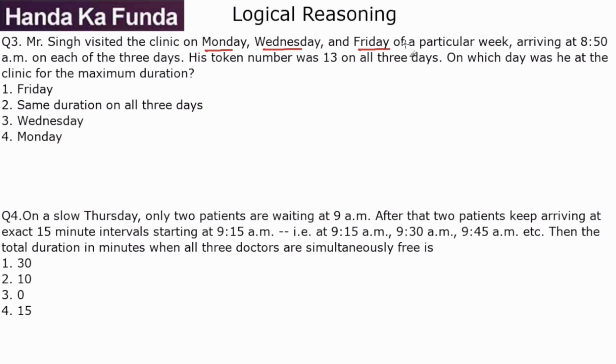Arriving at 8:50 a.m. on each of these 3 days, his token number was 13 on all the 3 days. On which day was he at the clinic for maximum duration? So let's first of all see where will this 13 fall.